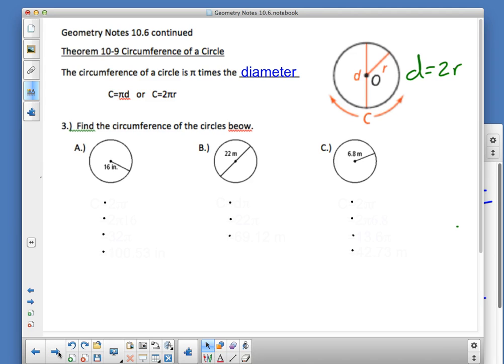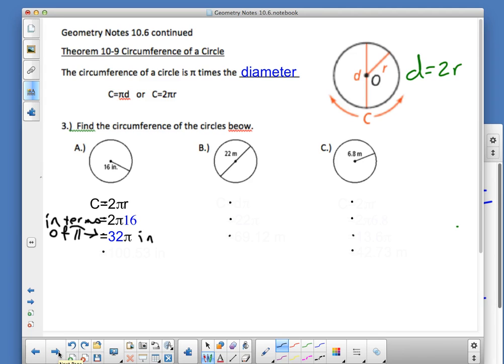So we've got about 7, 8 problems left. In Theorem 10.9, circumference of a circle, the circumference of a circle is pi times diameter or pi times 2r, because diameter is 2r. So what I'm asking you to do in this next section is just take the formula we just learned about, use the one dimension you need, radius. So I got 16, I pop it in, 16 times 2 is 32. I am done. This answer is in terms of pi right now.